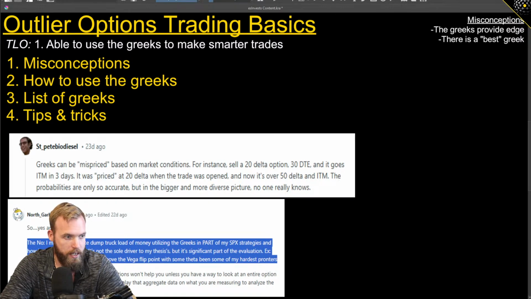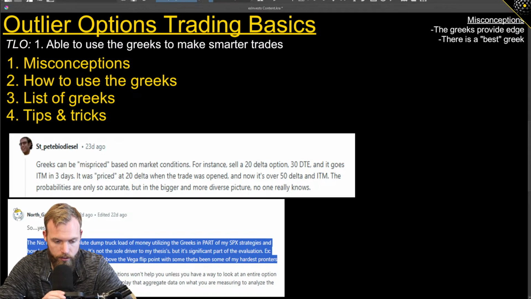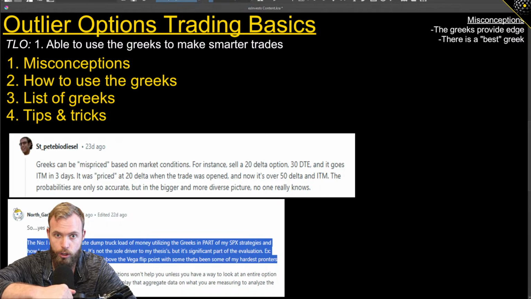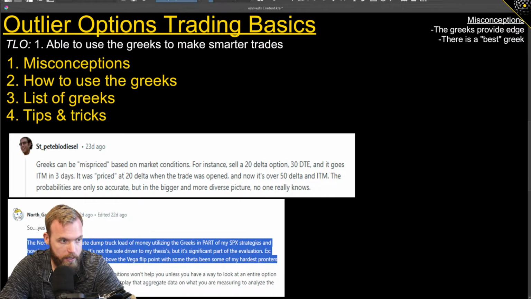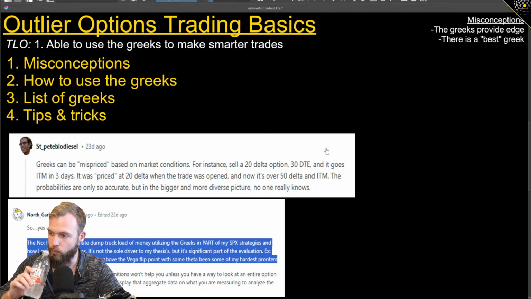So this top one says, the post, for those that are wondering, the post is literally the Greeks do not provide you an edge. That's the gist of the post. And this person says, Greeks can be mispriced in quotes based on market conditions. For instance, a 20 delta option, 30 DTE, and it goes in the money in 3 days. It was priced at a 20 delta when the trade was open, and now it's over 50 delta in the money. The probabilities are only so accurate. But in the bigger and more diverse picture, no one really knows. This is completely wrong. Like entirely wrong through and through.